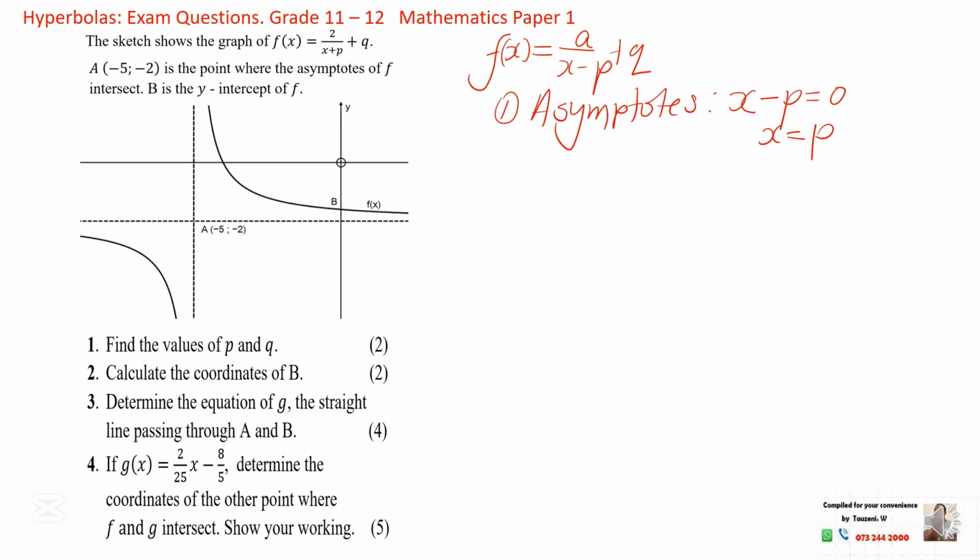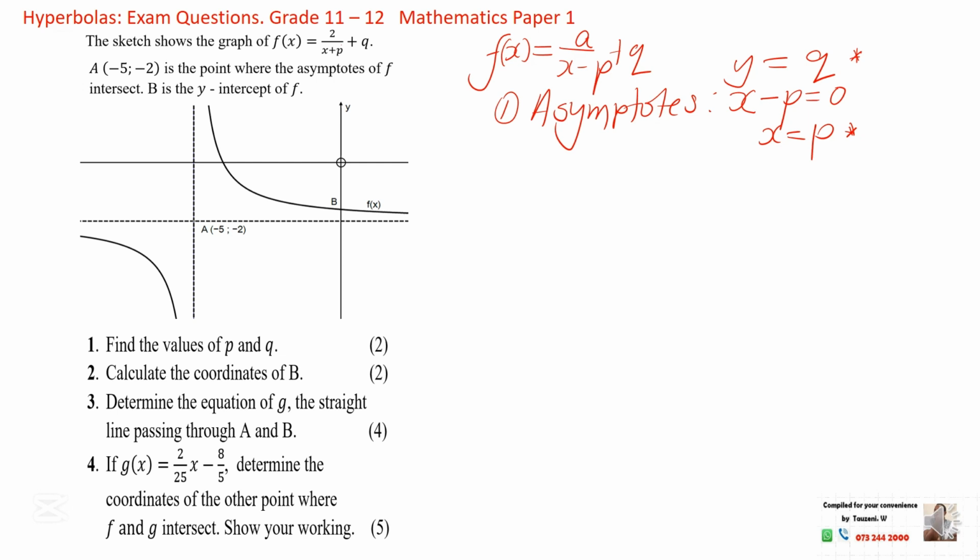Then the second one comes from equating f of x to q. That's y is equal to q. These are the two asymptotes of the function, and I need to know that in general from my studying, which means if I equate x minus p to 0, I must get the first asymptote, then y is equal to q will be my second asymptote.